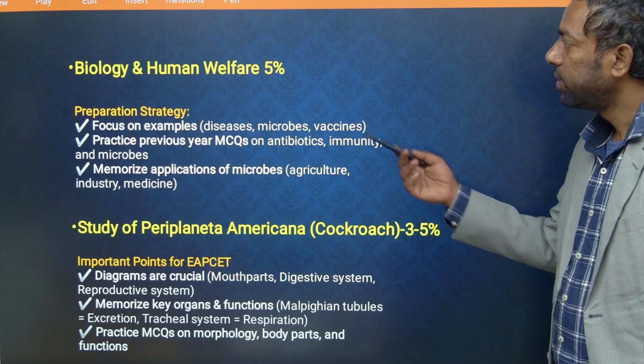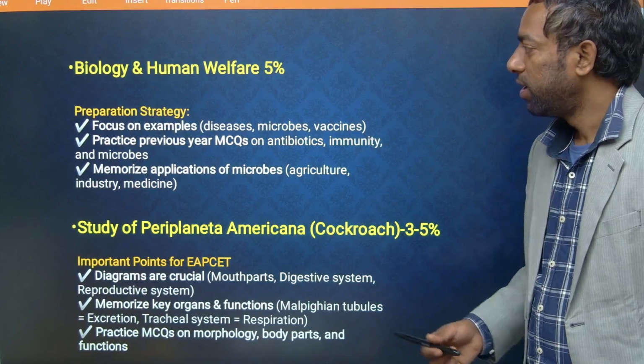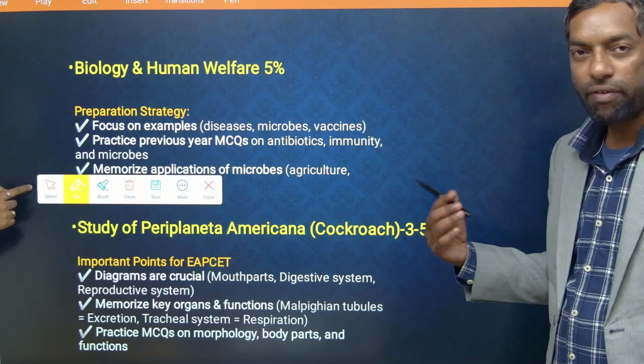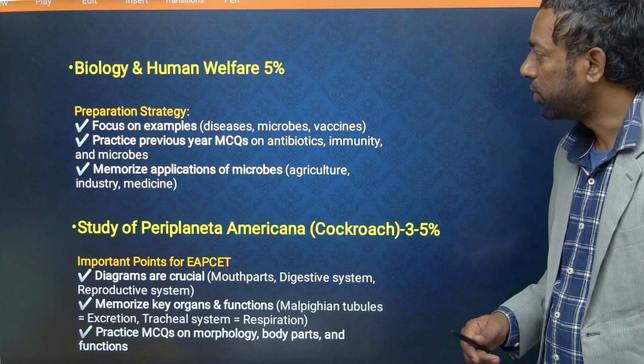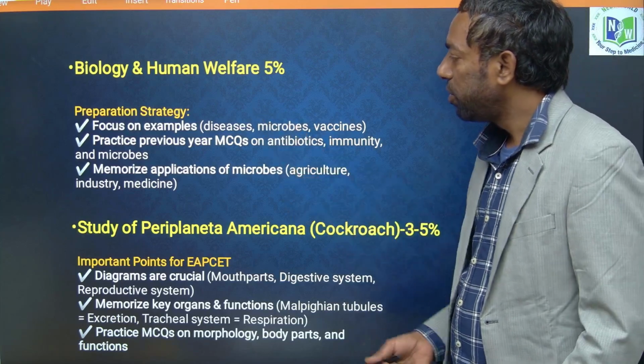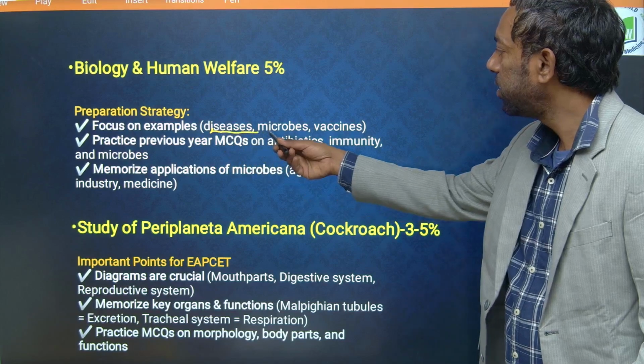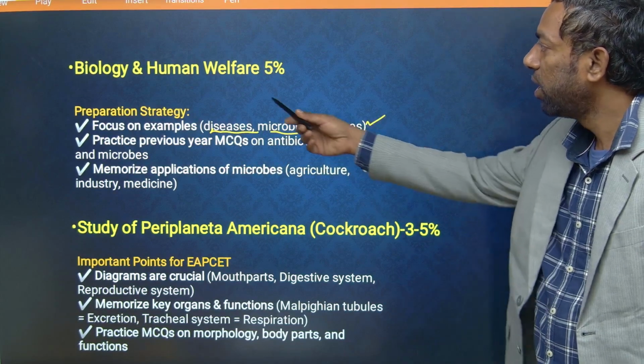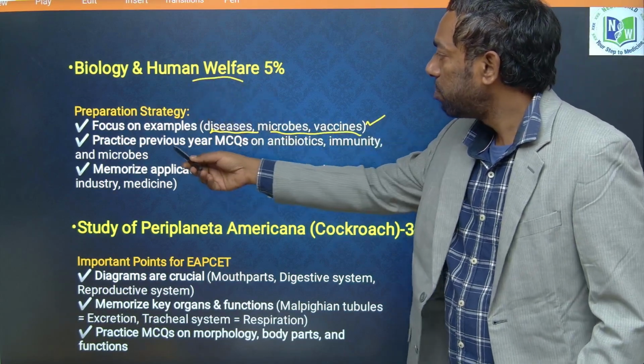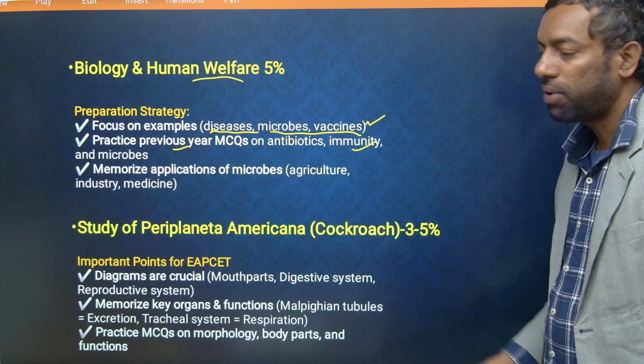Yeah, guys, biology and human welfare. In this chapter, it is high weightage in the IPE also. So in biology and human welfare, the focus areas are diseases and microbes, and vaccines. Okay, in human welfare, practicing previous year questions is most important, guys.